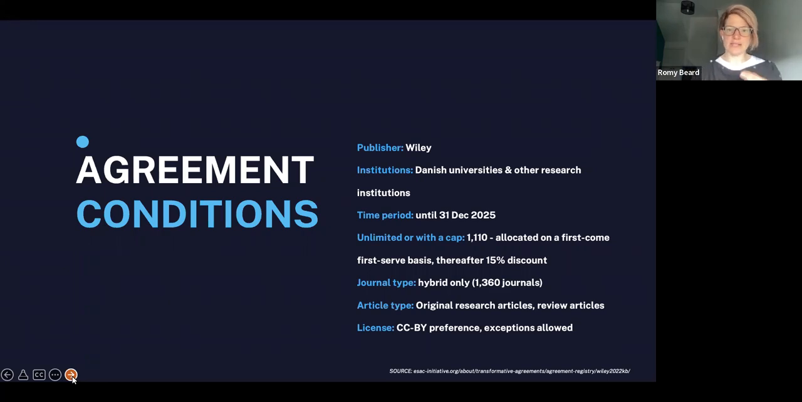In this case, in terms of licenses, CC BY is a preference, although exceptions are allowed. So again, something to bear in mind. If you don't want to publish CC BY for whatever reason, you want to publish a little bit more restrictively, non-commercial, non-derivative, that's possible, but then you need to ask for an exception. So bear that in mind.